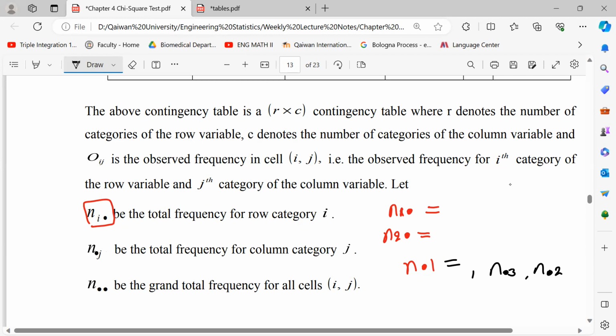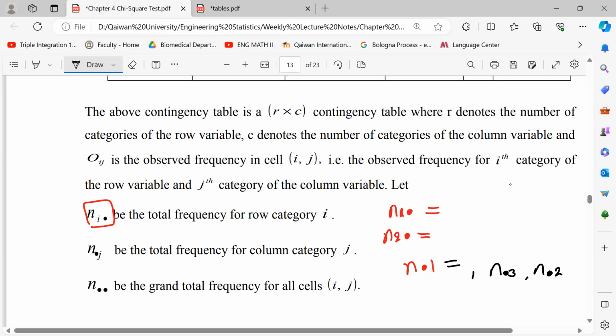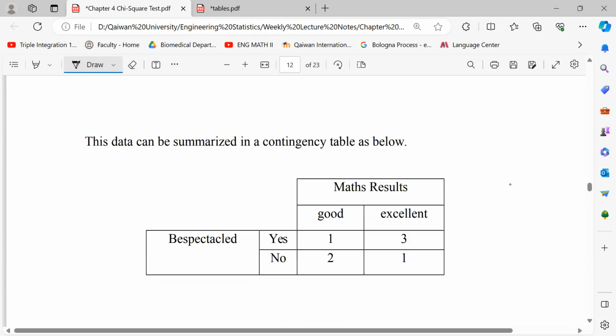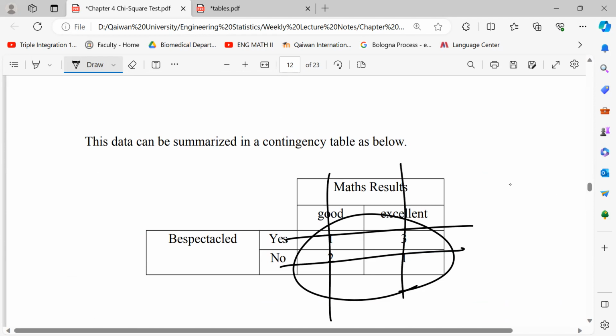It depends on what we have in the example. If you have a matrix of 3 by 3, that's different. In the above example, we had only a 2 by 2 matrix. This is row 1, that's row 2. And this is column 1, column 2. We have only n dot 1, n dot 2, and n1 dot, n2 dot. We have only those 4 things.